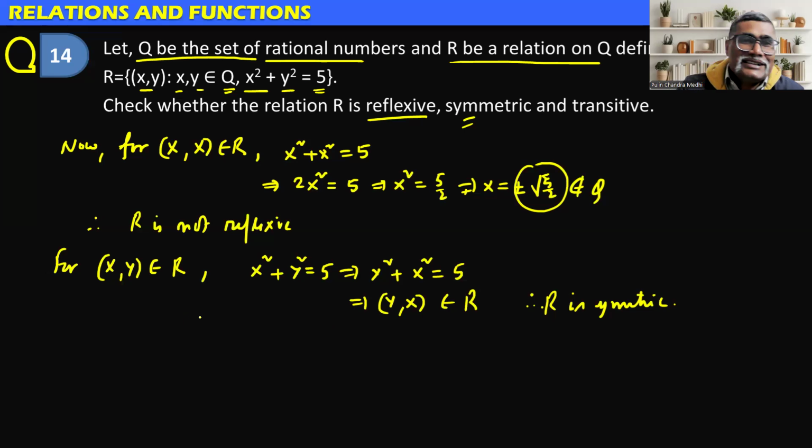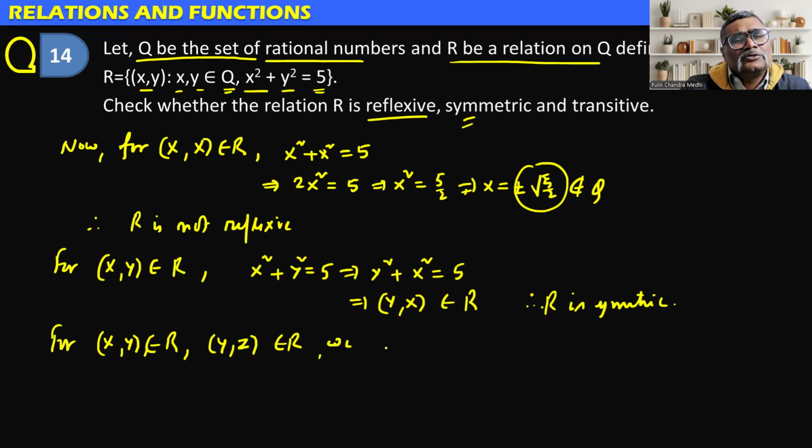ये तो transitive नहीं होगा. क्यों नहीं होगा? Okay. So first you have to identify two values which are related to each other under this. So let us just try to see. Or let us try to solve it logically. For x comma y belongs to R, y comma z belongs to R, what do we get?